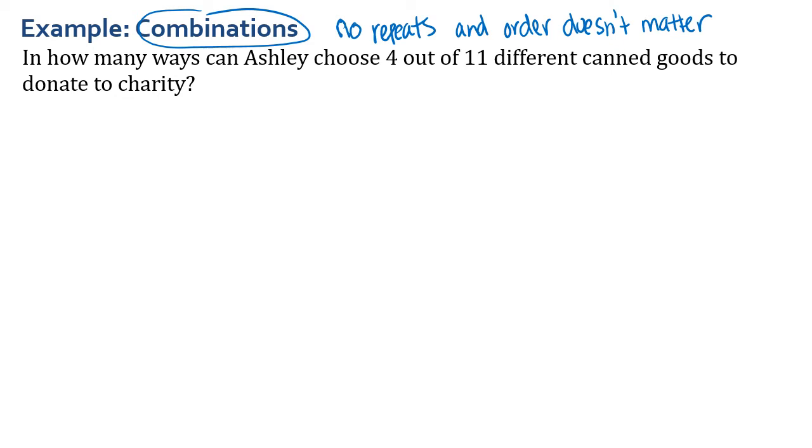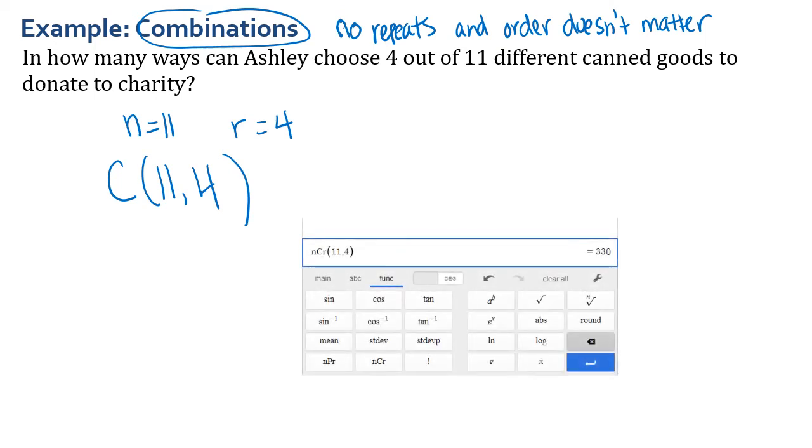So in this situation, our n is 11 since there are 11 cans she can choose from, and our r value is 4. She's choosing 4 out of those 11. So I'm dealing with a combination with 11 choose 4. Putting that into Desmos using that nCr function gives us 330 different options for her to choose from.